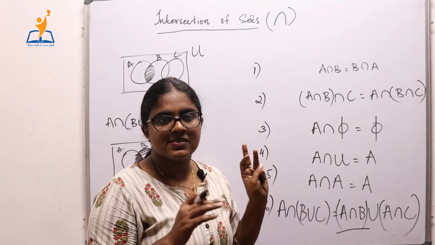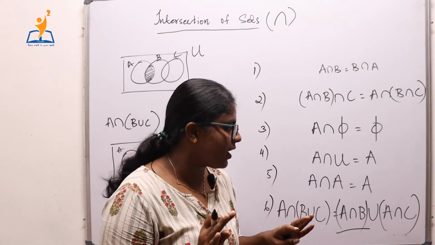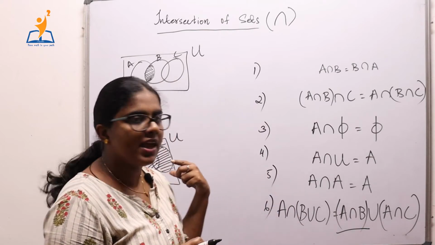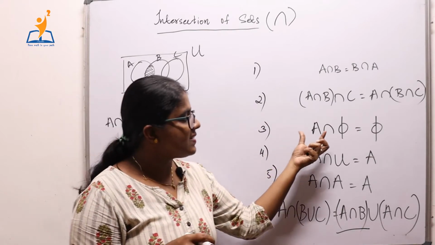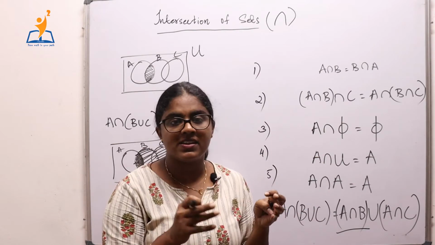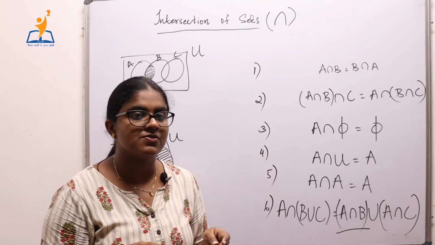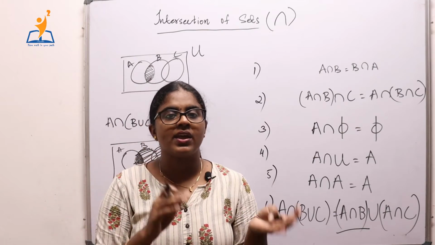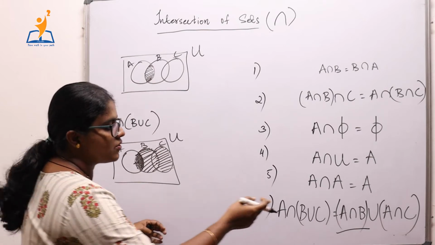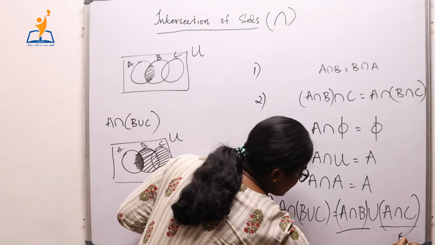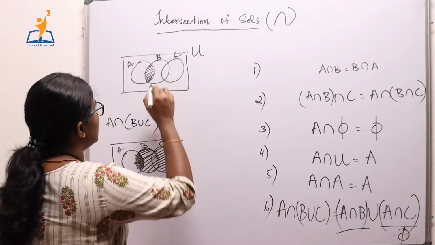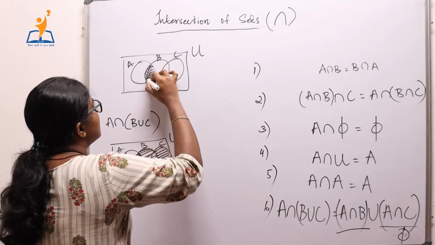So it is simply the empty set. So we don't have to shade them. So what is A intersection B union A intersection C? In the previous lesson, when we learned about union of sets, we learned that any set union phi is simply that set itself. So here we have A intersection C, this is phi, and A intersection B union phi is simply A intersection B, which means it is this portion.